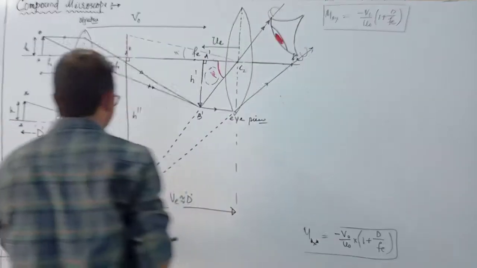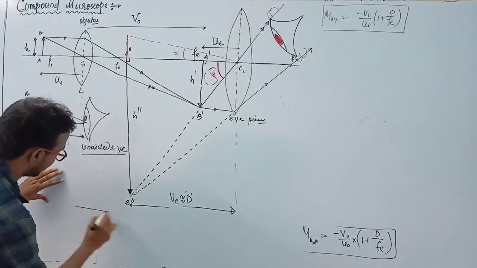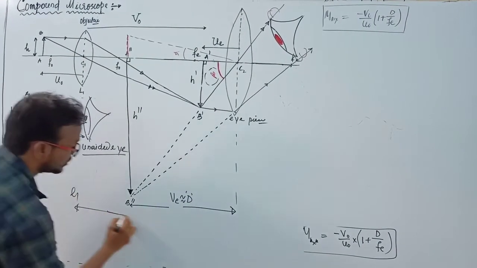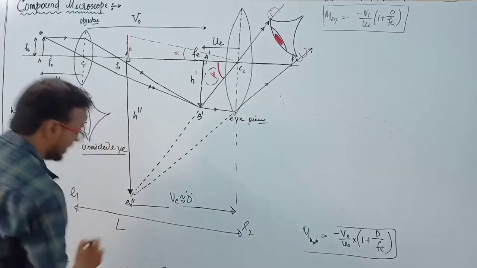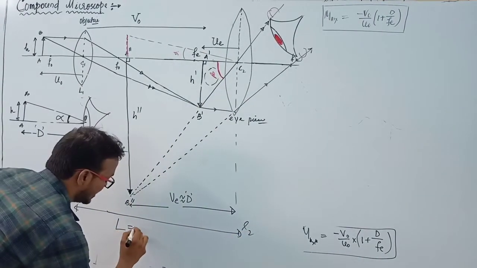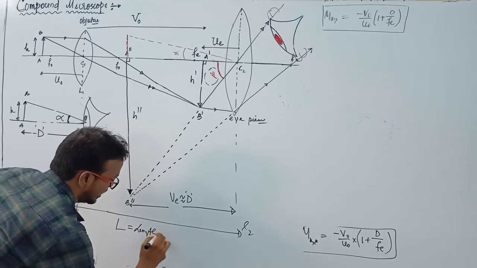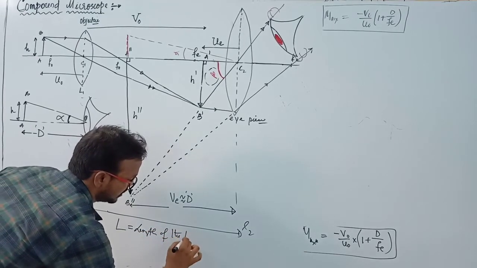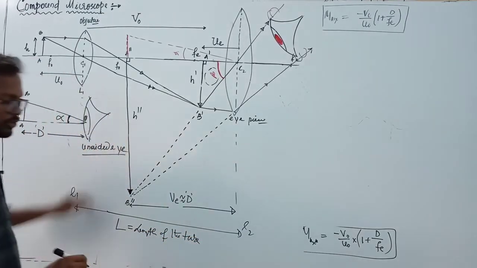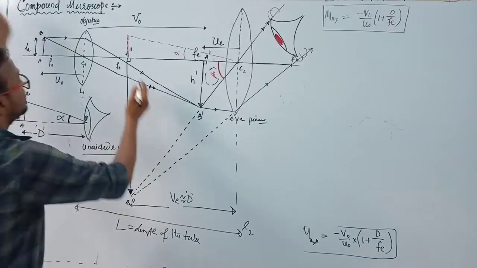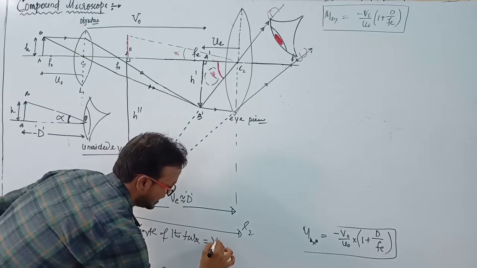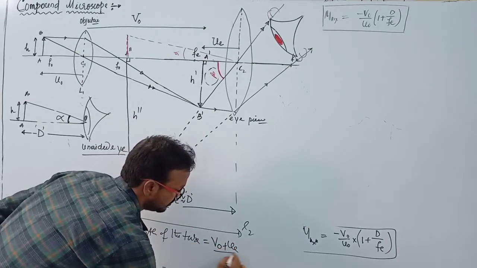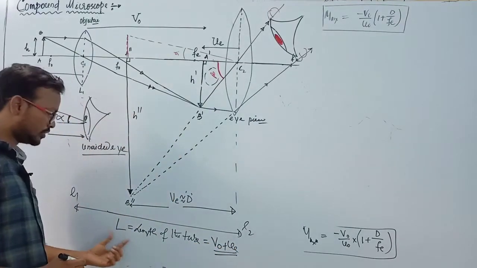And this total distance from lens L1 to lens L2 is known as capital L, and this length L is known as the length of the tube, the length of the compound microscope, which is equal to V naught plus Ue. Okay, this is the total distance.